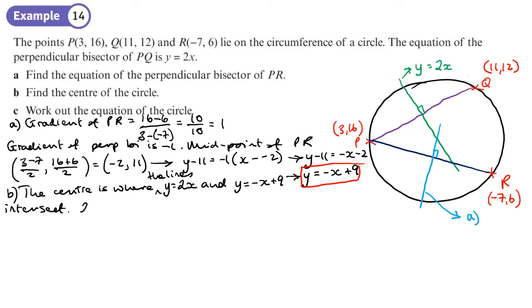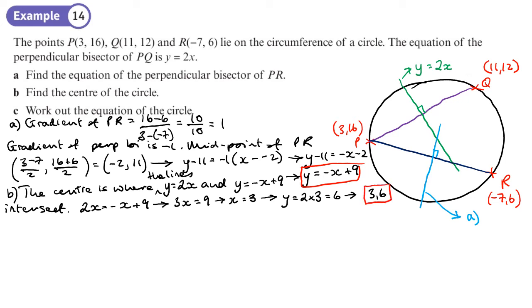So we'll have 2x equals negative x plus 9, if we just substitute the y for 2x. Add x to both sides, we'll have 3x equals 9. That's nice and easy, which means that x equals 3. So that's the x coordinate where they cross. Then the y coordinate will be 2 times that, 3, which gives me 6. So the centre of the circle is the coordinate 3, 6. That's part B done.